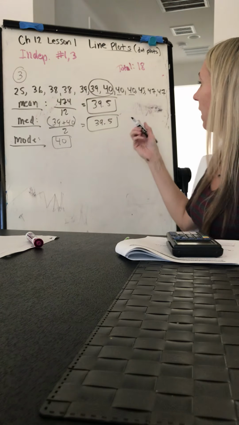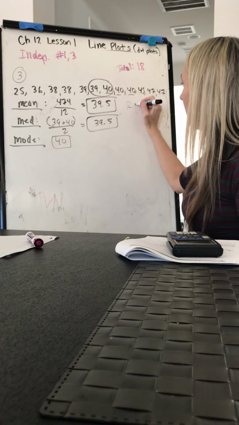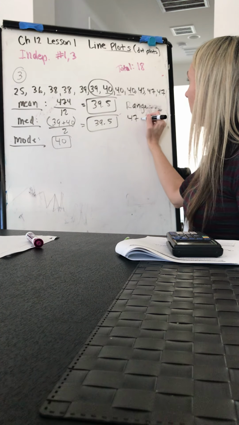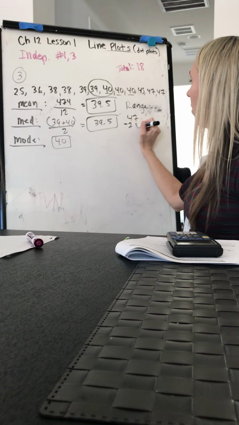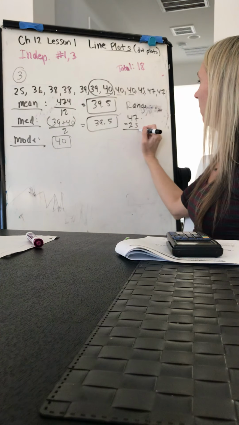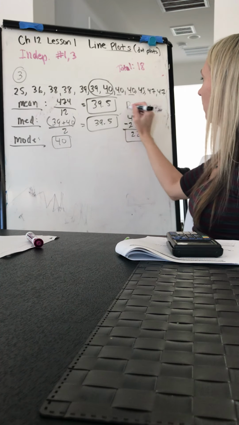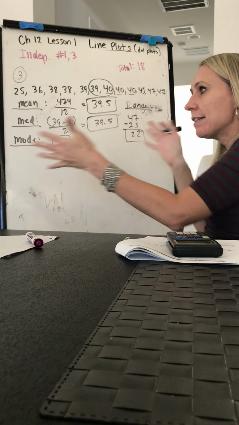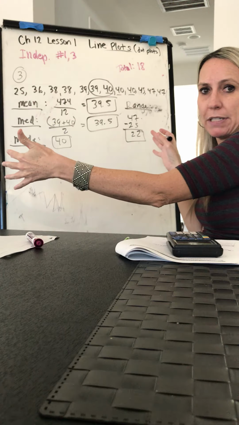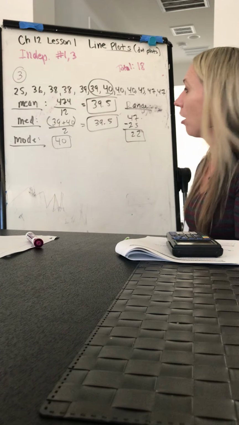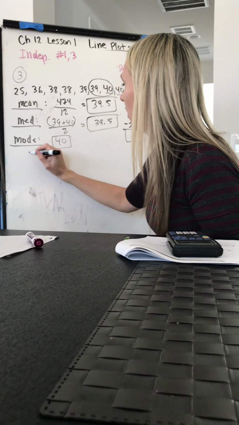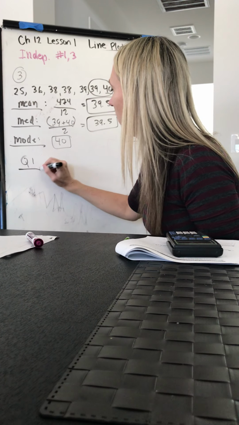So let's do the range. We're going to take our biggest number, which is 47, and subtract the smallest number, which is 25, and I get 22. So that's our range. The range is the distance from the smallest to the largest piece of data, and it's 22. All right, then let's do quartile 1.